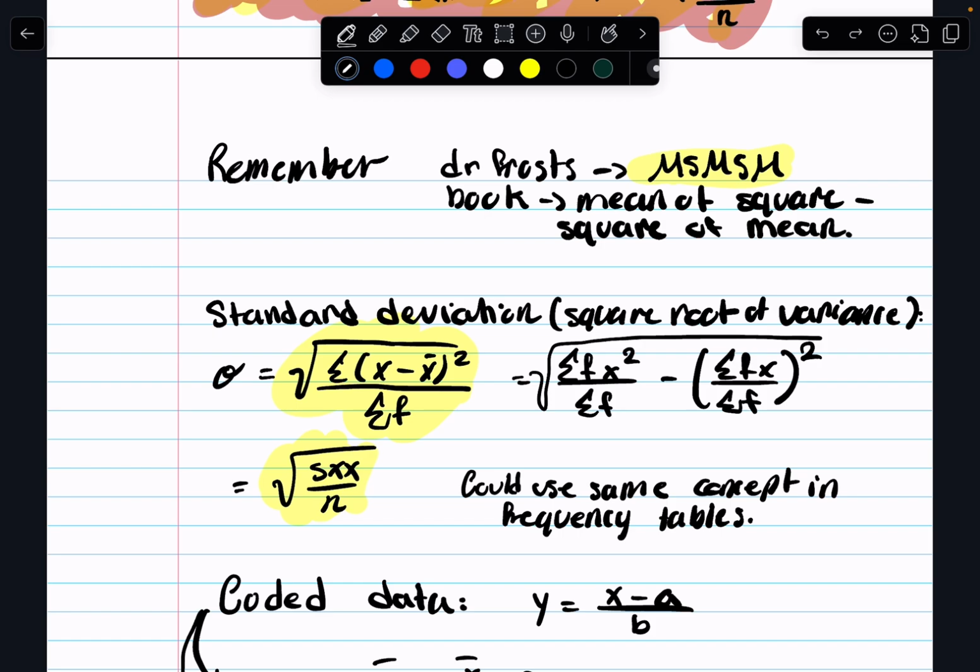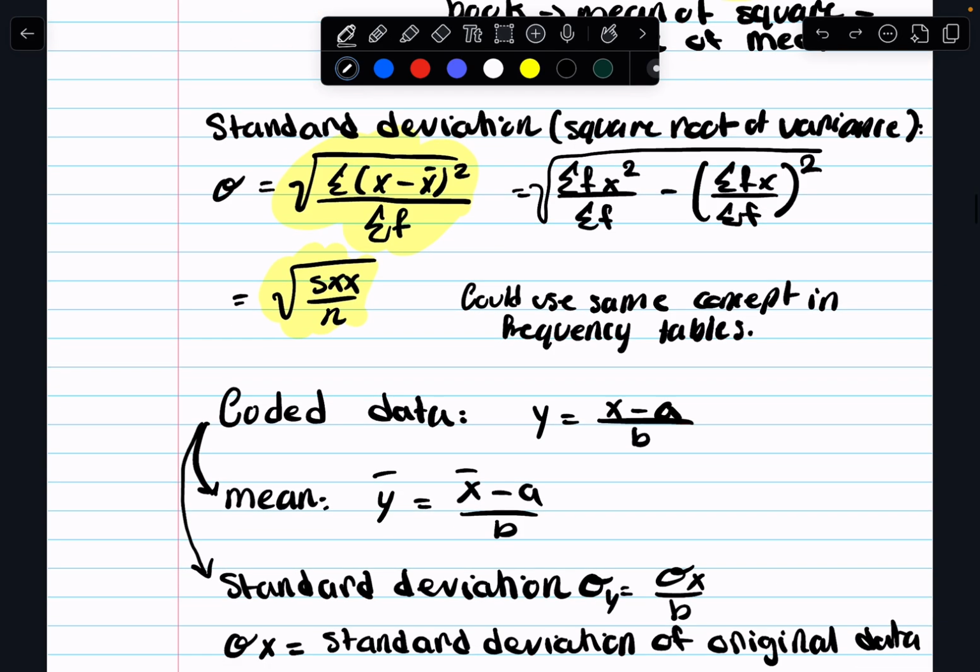So that's mean of the square minus square of the mean. The book just says it, like memorize it like this. So yeah, mean of the square minus square of the mean. Standard deviation is just the square root of your variance. So it's just Sxx over n in a square root or a radical.